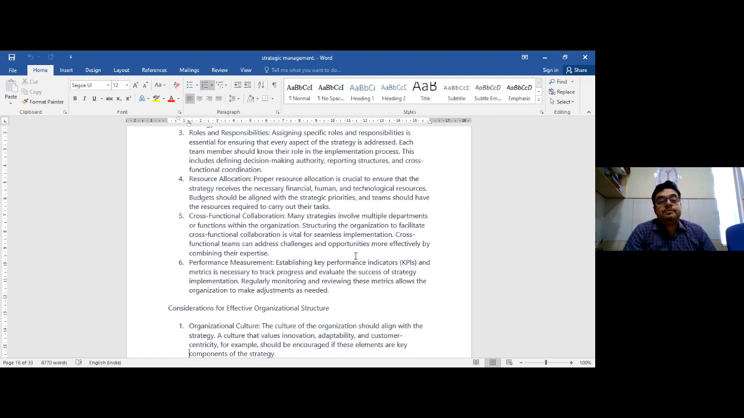Number 6, performance measurement, establishment of key performance indicators, KPIs, and the other metrics that are necessary to track the progress of each financial, R&D, and operation strategy. So R&D strategy for any firm is the basis of any innovation, process improvement.